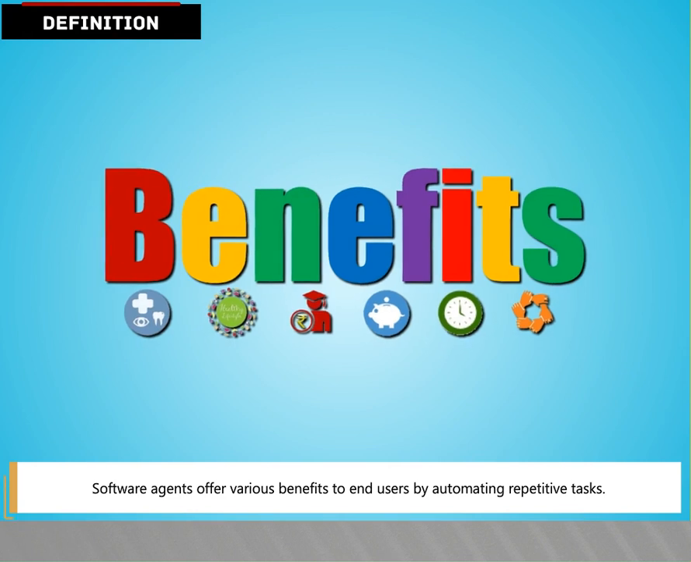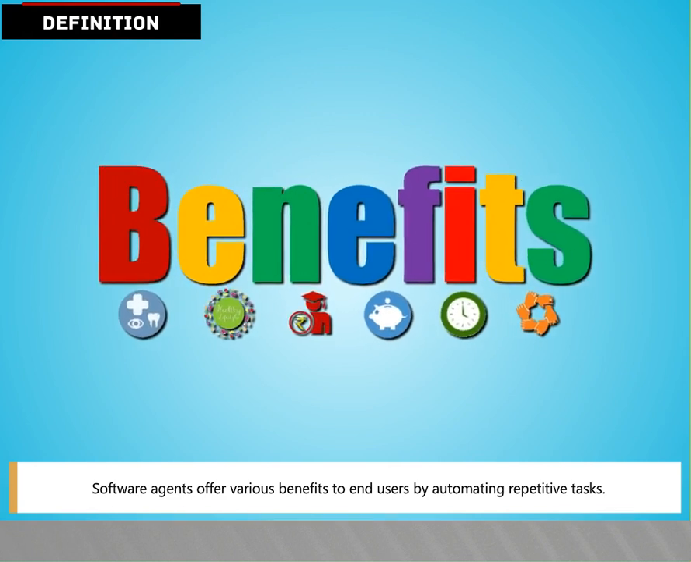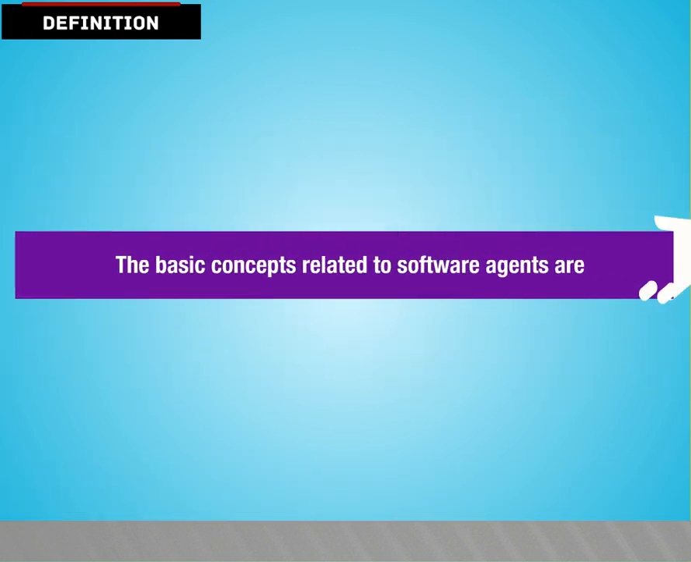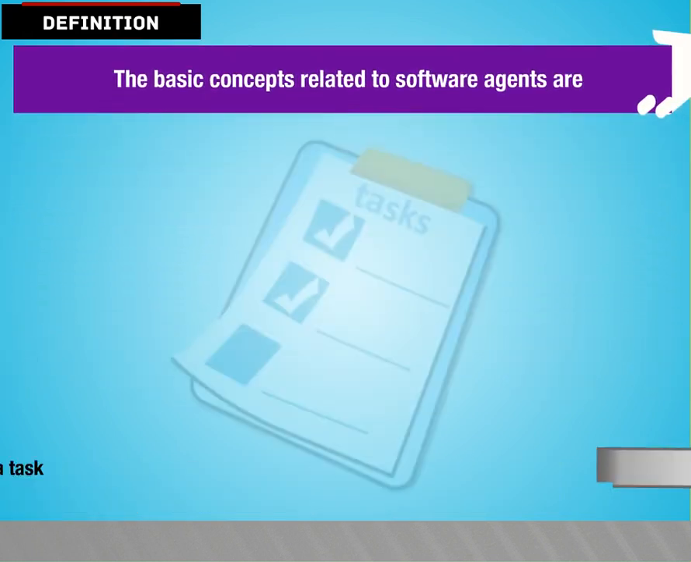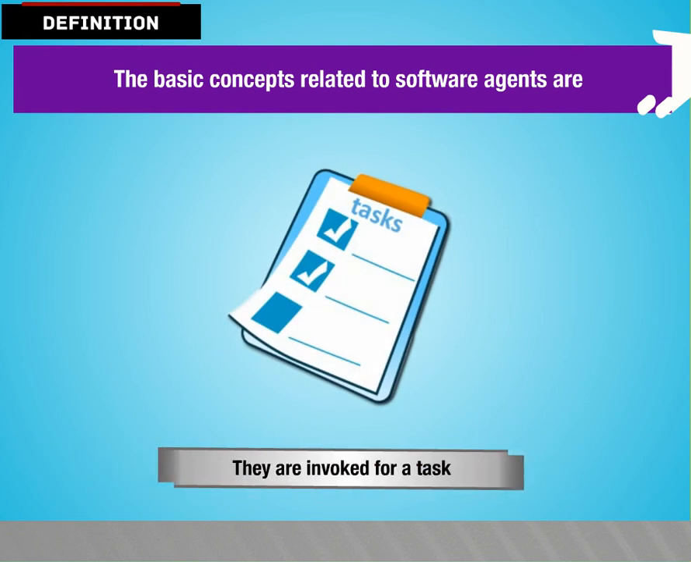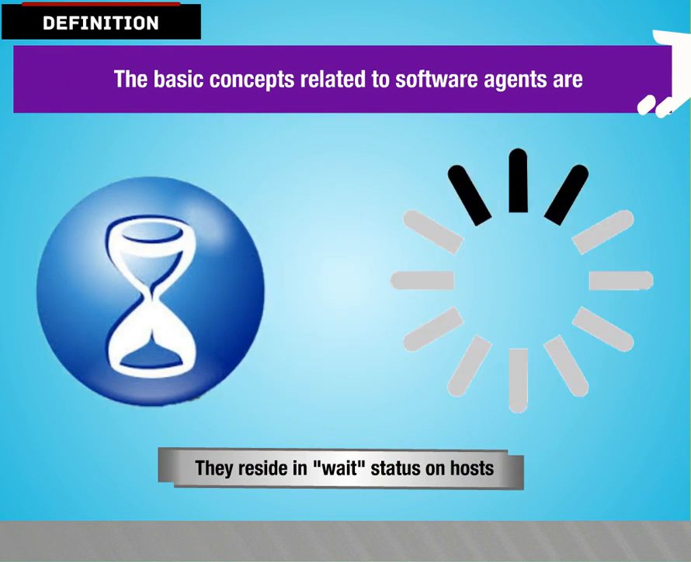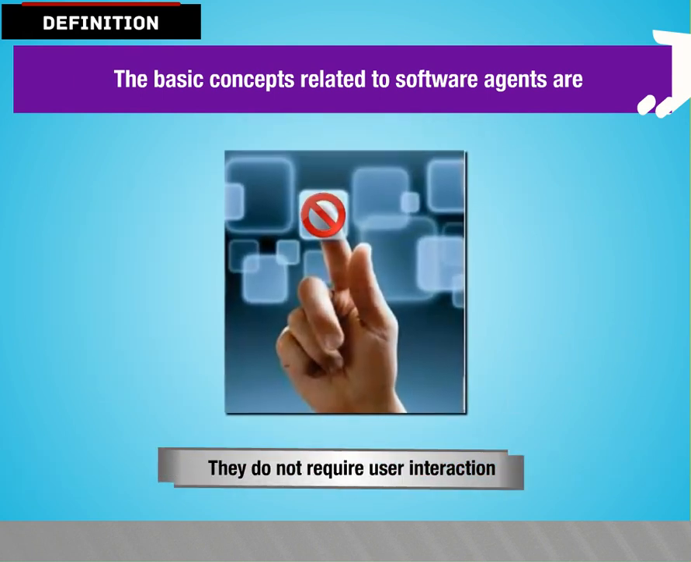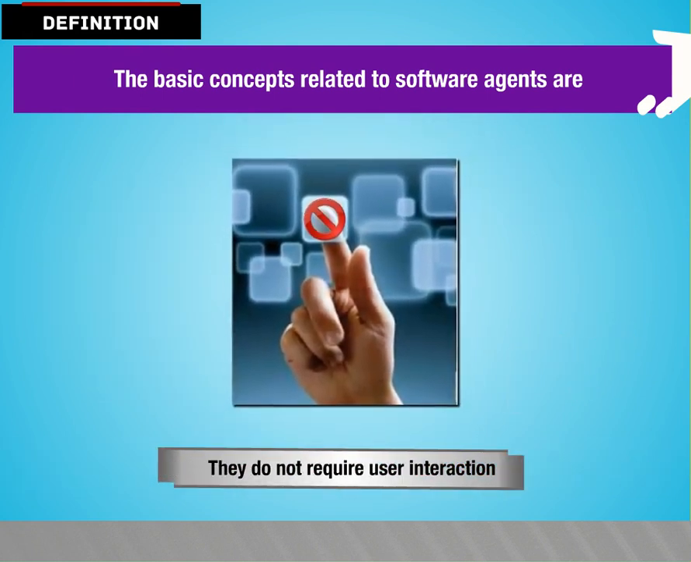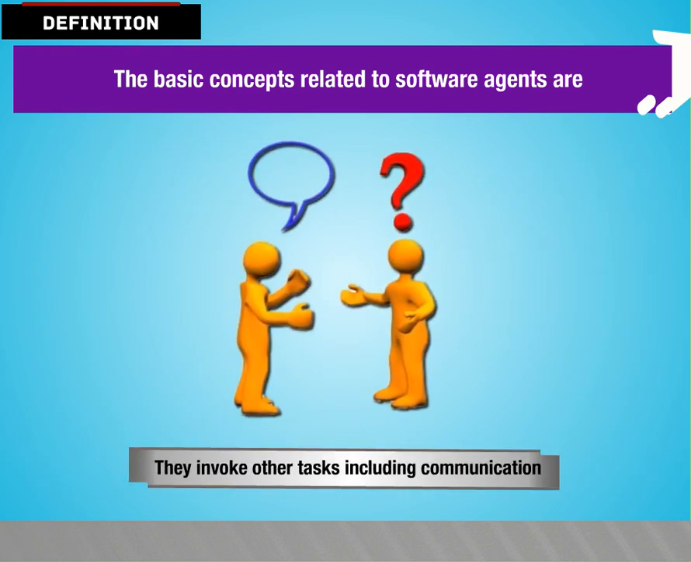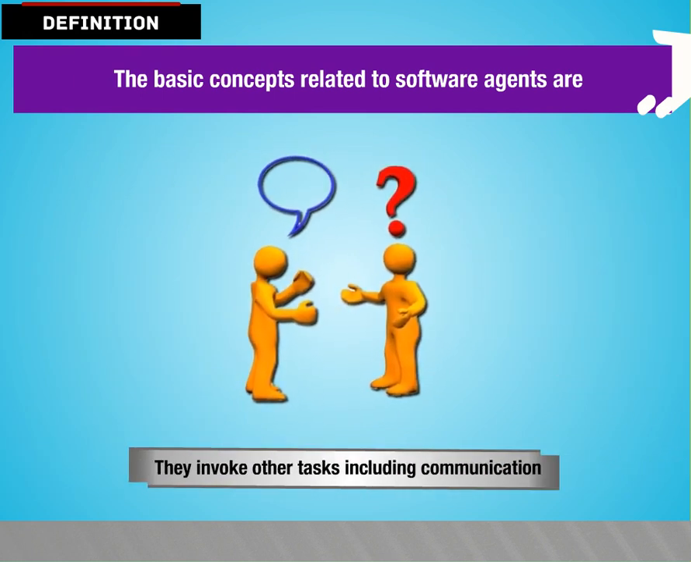Software agents offer various benefits to end users by automating repetitive tasks. The basic concepts related to software agents are: they are invoked for a task, they reside in wait status on host, they do not require user interaction, they run status on host upon starting conditions, they invoke other tasks including communication.